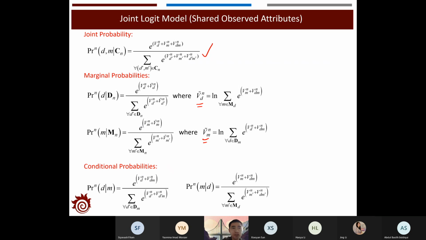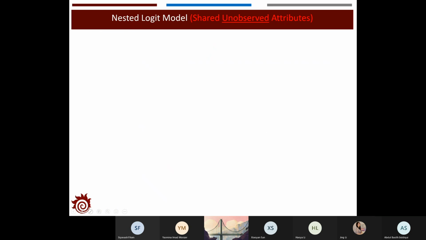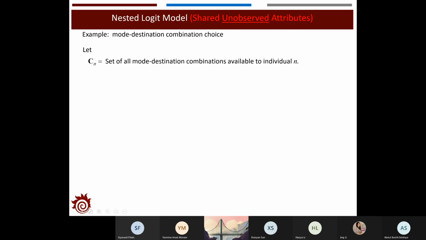So we just introduced the joint logit model with all the different kinds of probabilities: the joint probability, marginal probability, and conditional probability. This is based on the assumption that we only have one random term for each combination. But in reality, the problem can be more complicated. Sometimes we will share some unobserved attributes. For example, we still consider the mode destination combination choice.